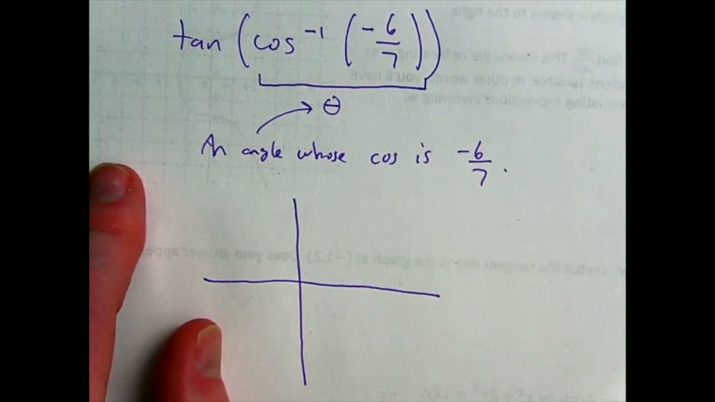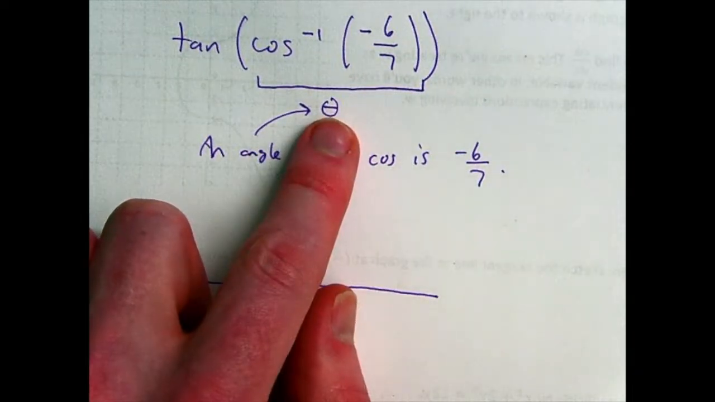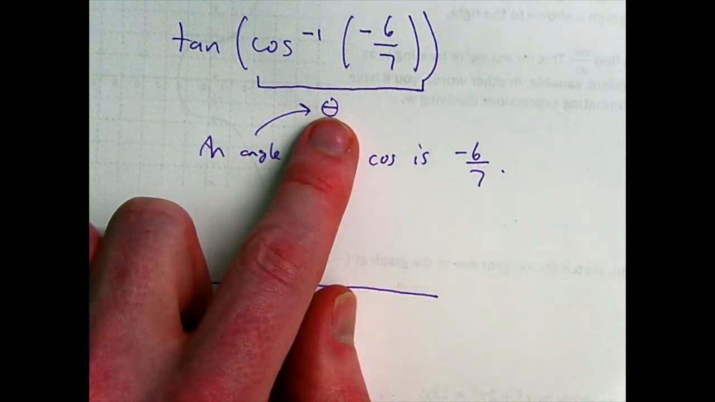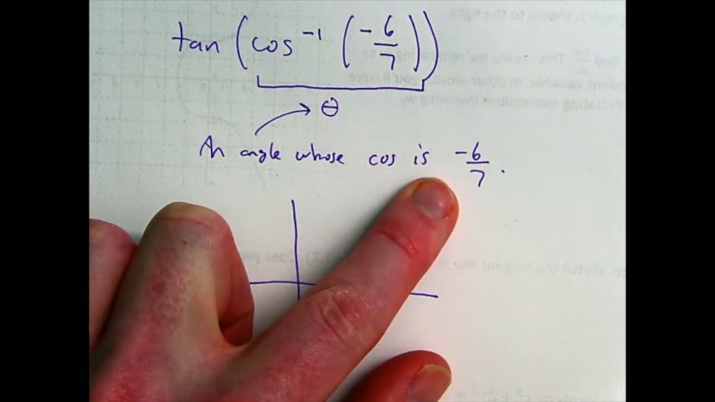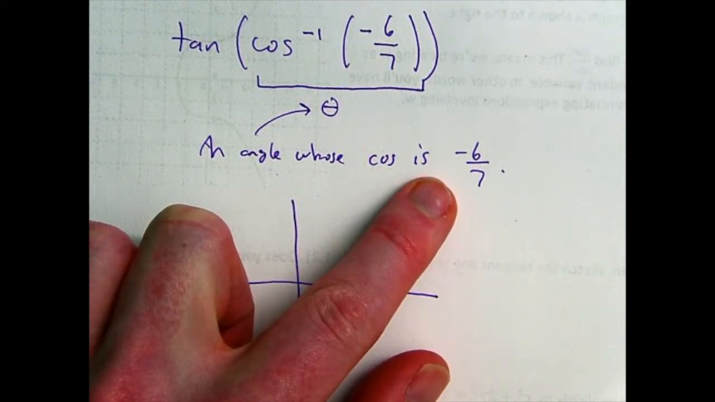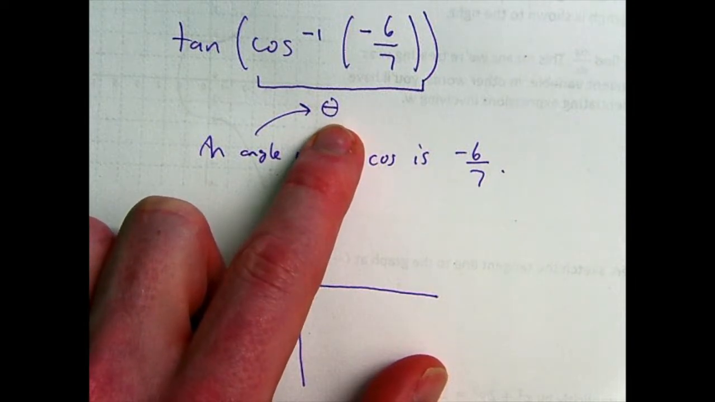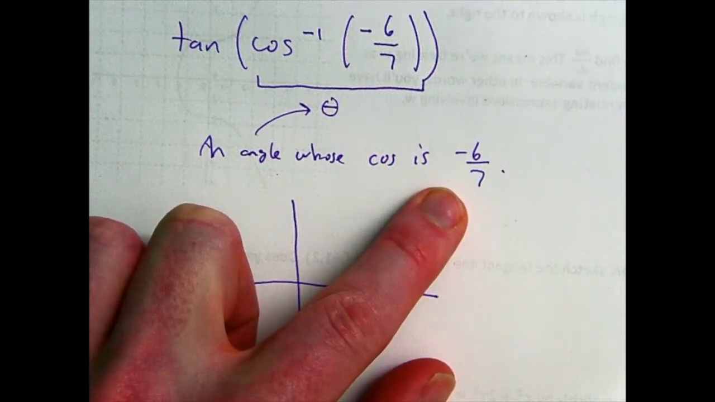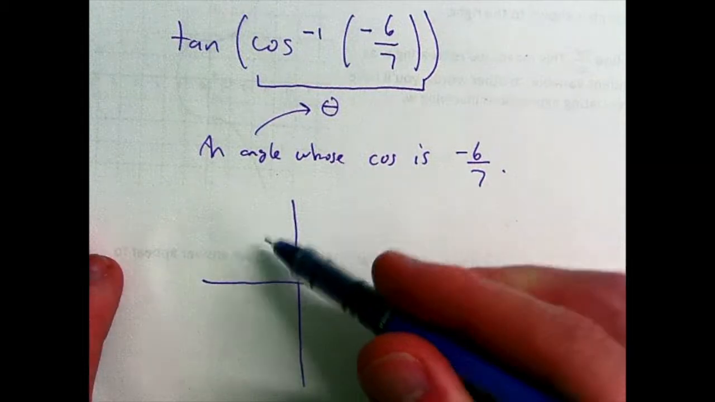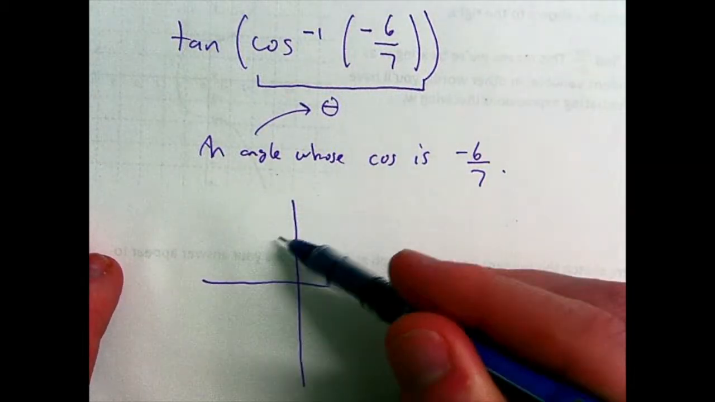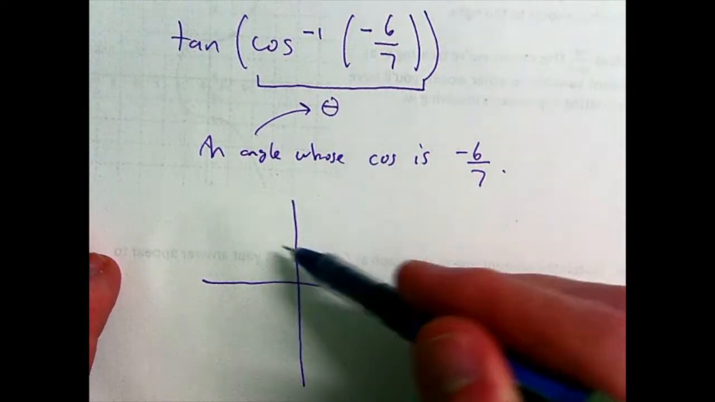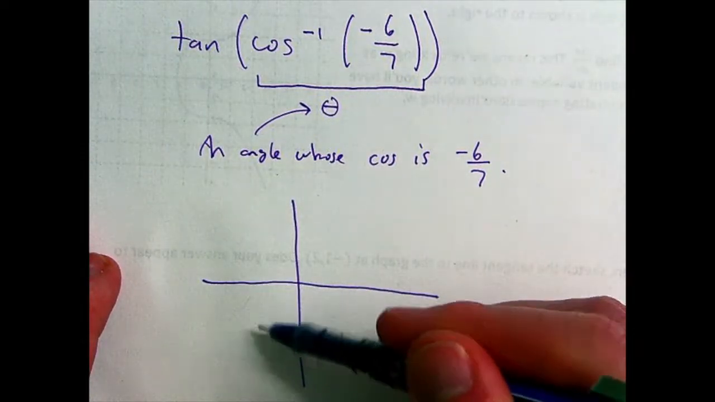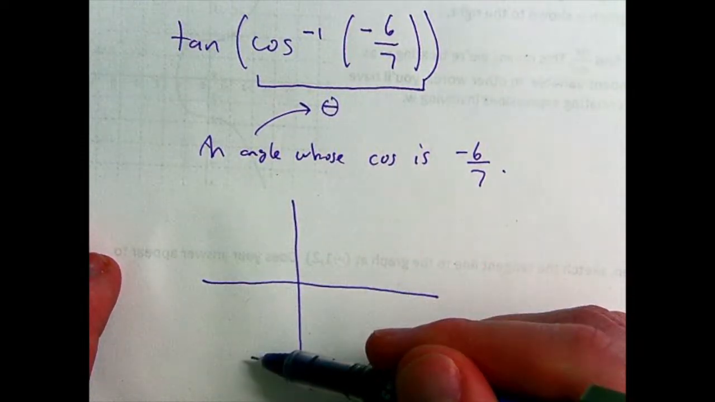So what do I know about this angle theta? Well, first of all, I know that its cosine is negative 6 over 7. That means that the x-coordinate associated with this angle is a negative number. That means that the angle theta must be somewhere over here. If the cosine of this angle is negative, then theta must be over here somewhere, either in the second or the third quadrants.